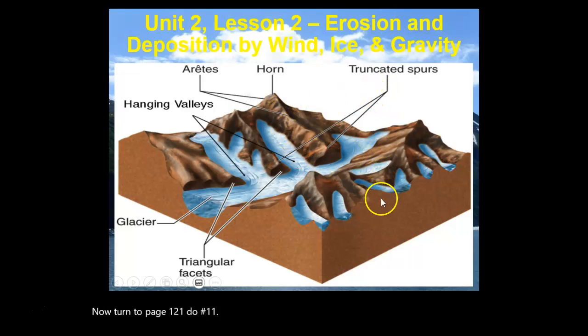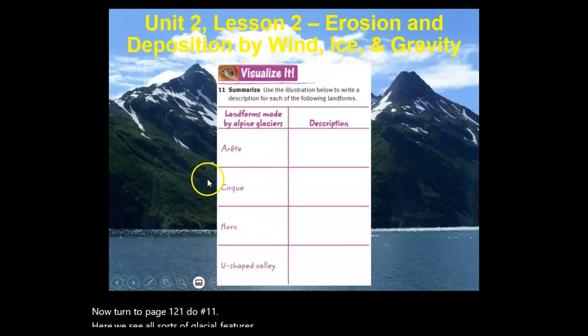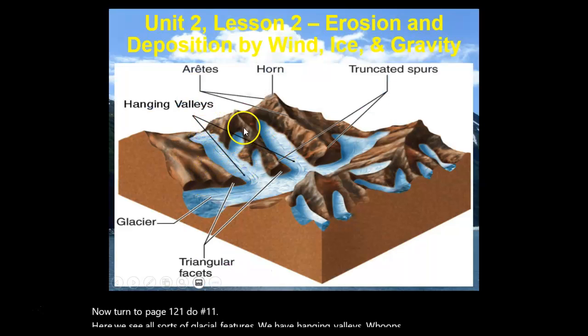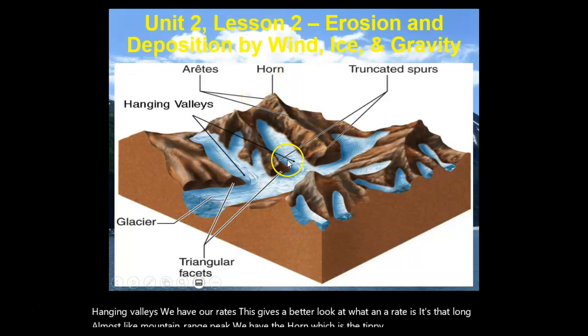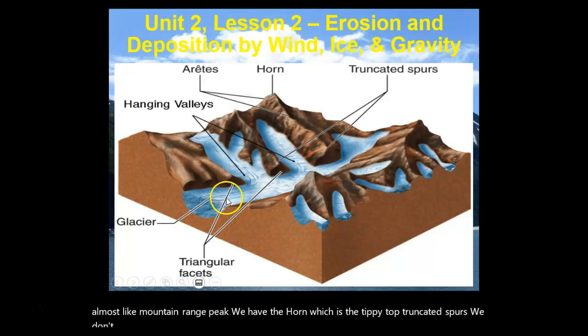Here we see all sorts of glacial features. We have hanging valleys. We have arêtes. This gives a better look at what an arête is. It's that long, almost like a mountain range peak. We have the horn, which is the tippy top. Truncated spurs, we don't really talk a lot about those. Triangular facets, we don't talk a lot about those either. And then this is the actual glacier going through.